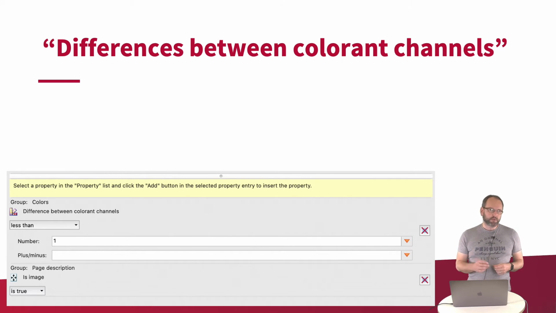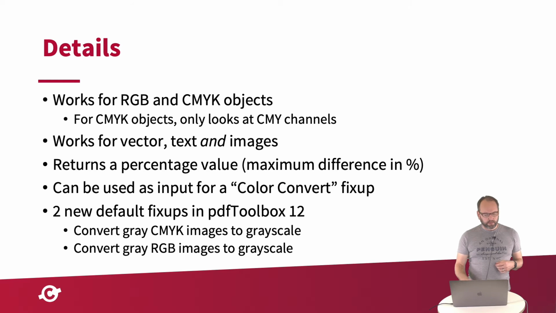There is a condition that you can use to make a check. And that condition is called difference between colorant channels. You can see it there on screen. And it returns a number. And this condition works for RGB and CMYK objects. And for CMYK objects, if you think about this, that's logical. It only looks at the CMY channels, so not the black channel, but the channels that define color.